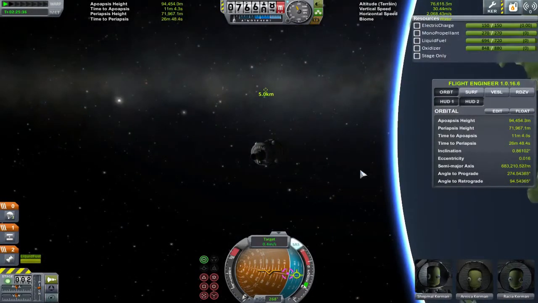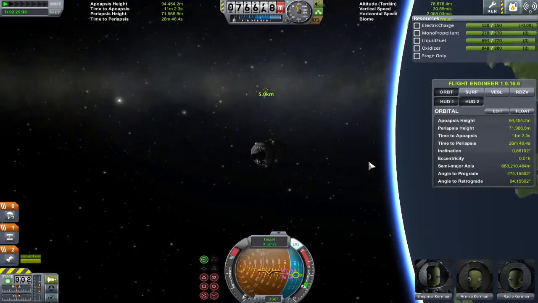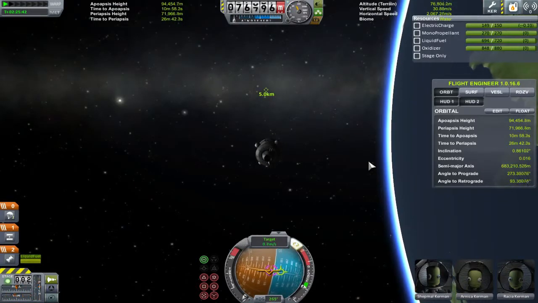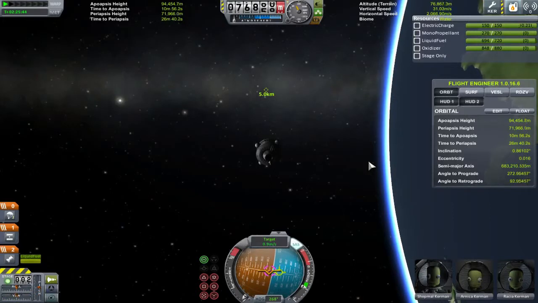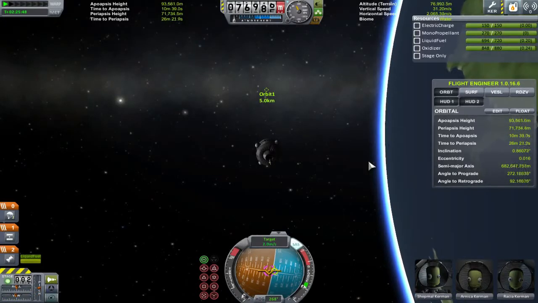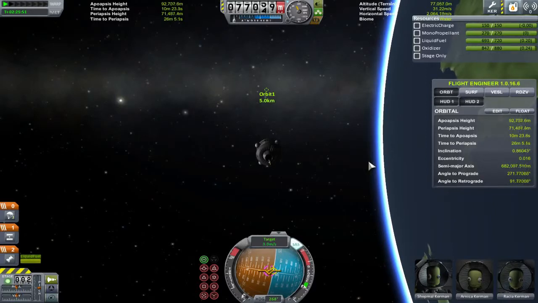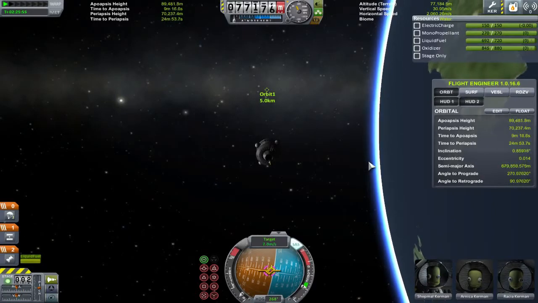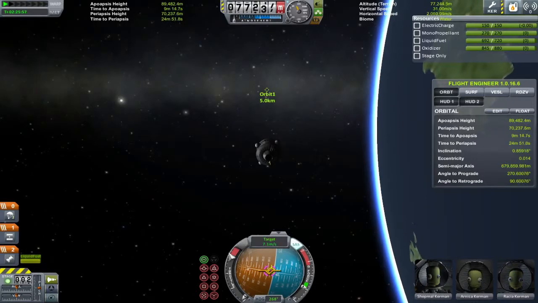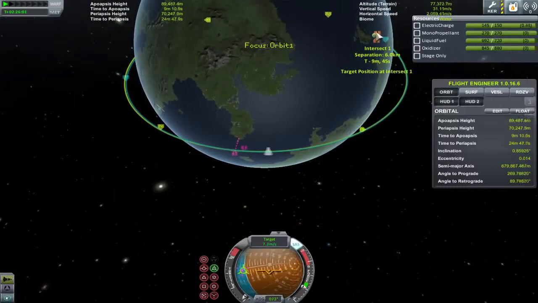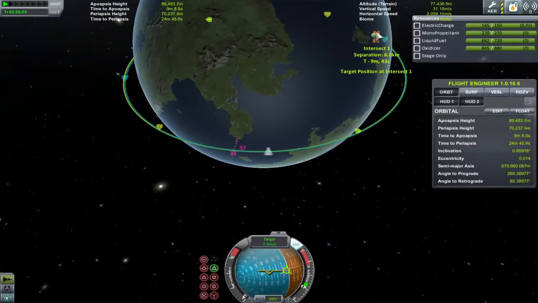So since I'm pointing more or less at the purple marker, I see my nose is more or less pointed at it. So go ahead and point to the purple marker and light up the engines a little bit, just so you're going. Now at this point you want that yellow marker, your prograde, to be right on top of that purple marker. That means you're traveling in the direction that the target is, right on top of each other.